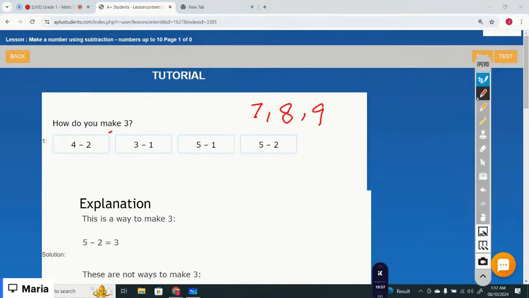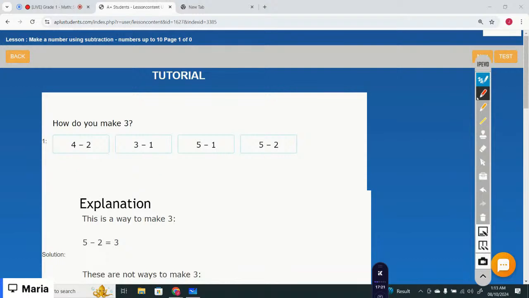4 take away 2 is, start with the first one. 4 take away 2 is 2. 3 take away 1 is 2. 5 take away 1 is 4. And 5 take away 2 is 3, right? So here is the only option that makes 3. So that is 5 take away 2 equals 3. Got it? The last option is the correct one.